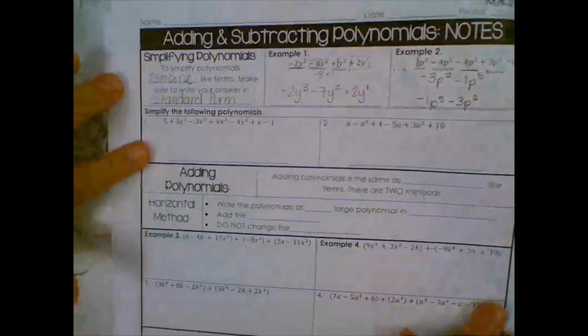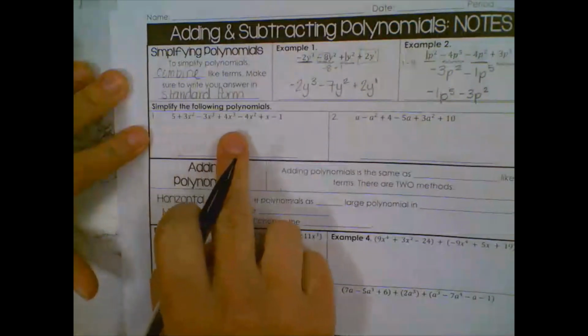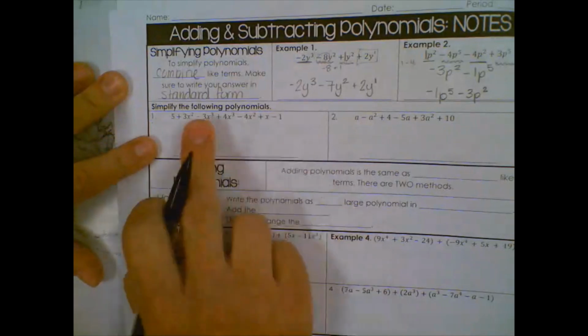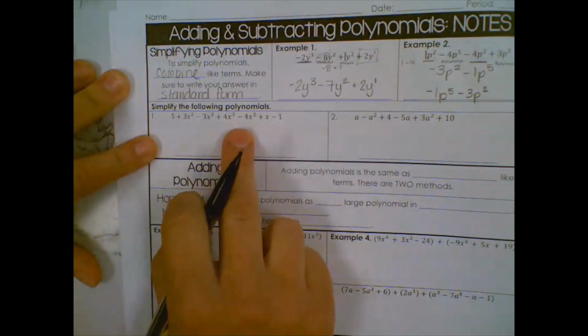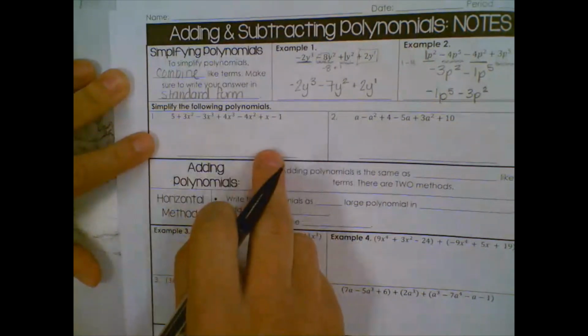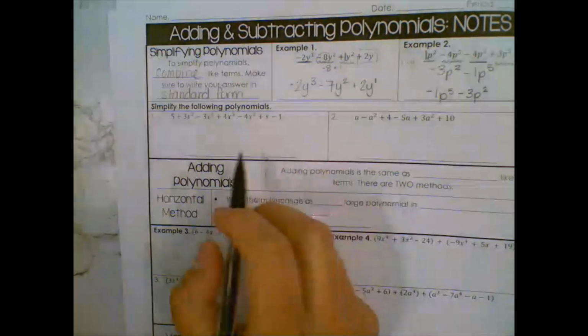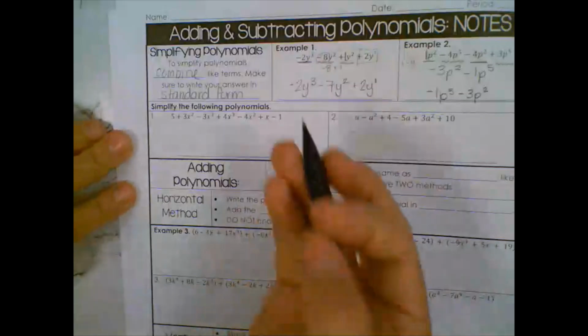So what I want you guys to do is pause the video, try this one on your own. So why don't you just try marking the like terms, double check that you have the correct like terms, and then try adding on your own, and then check that you added correctly. So go ahead and pause the video, try it on your own.